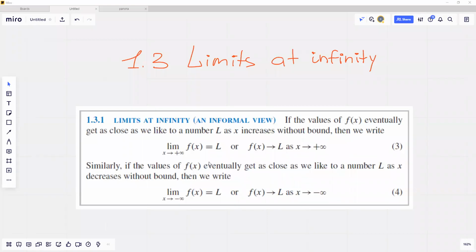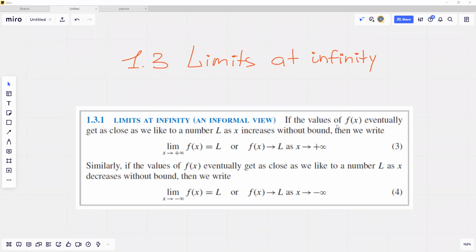Welcome, students. In this video, we are going to study limits at infinity. We are going to start with the informal definition of limits at infinity. Then we are going to take a look at several examples of specific functions and their behavior at infinity.